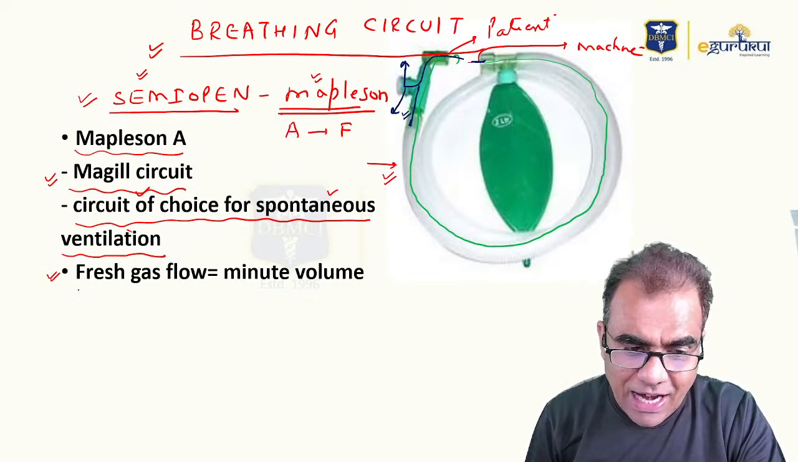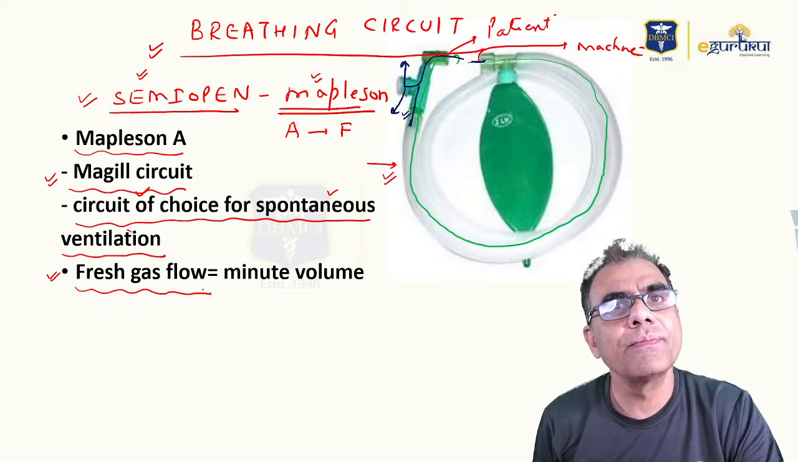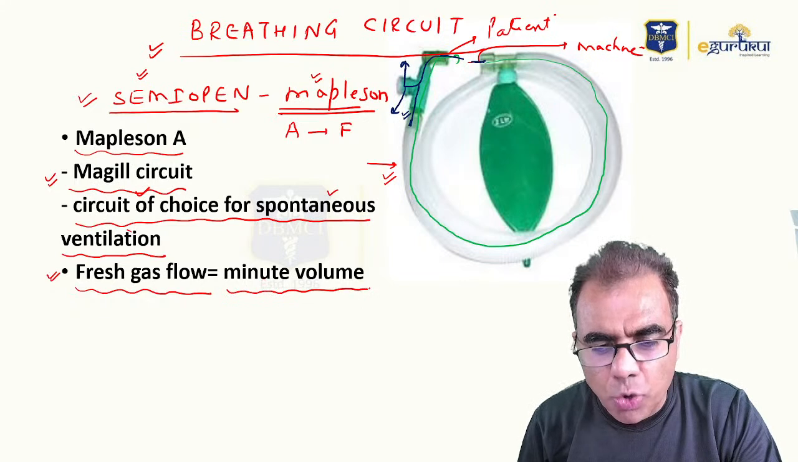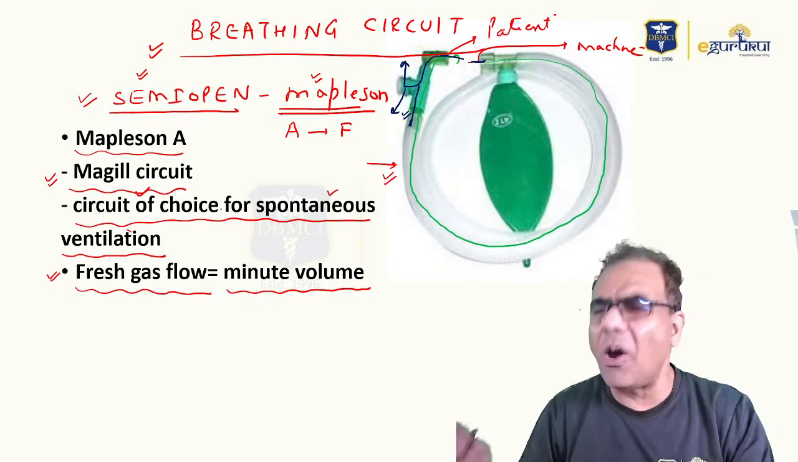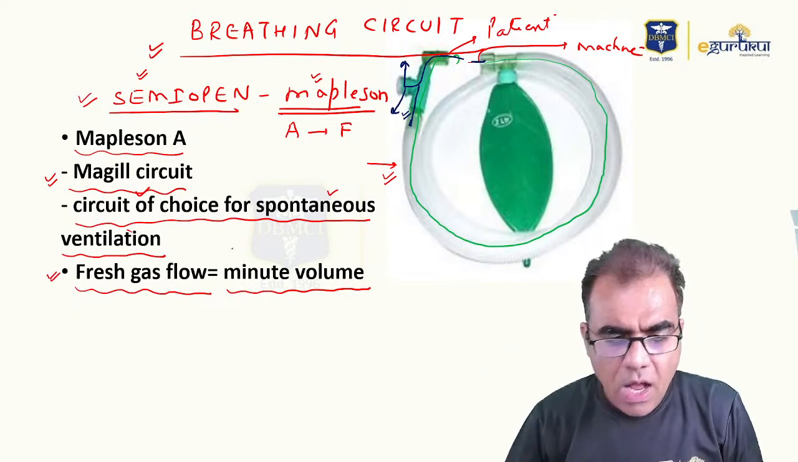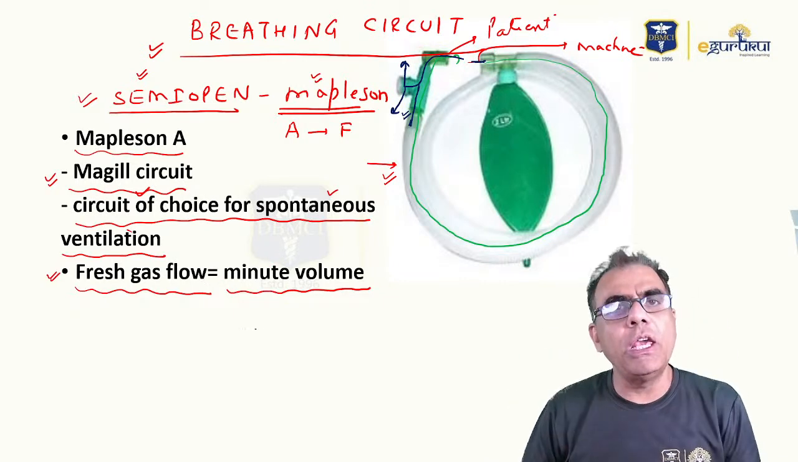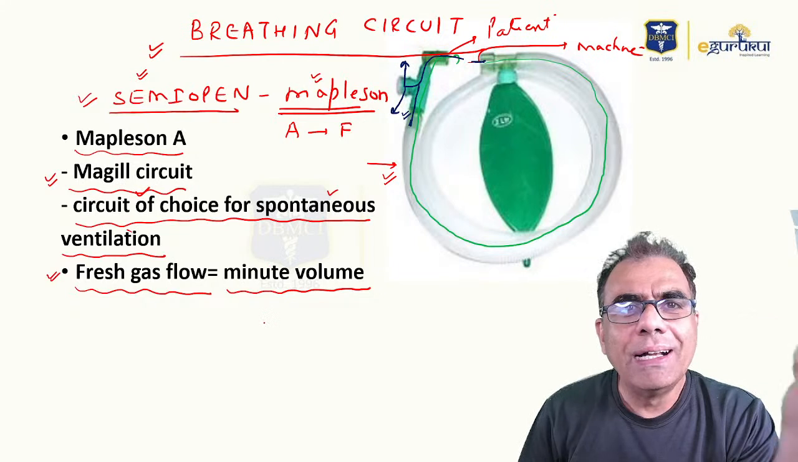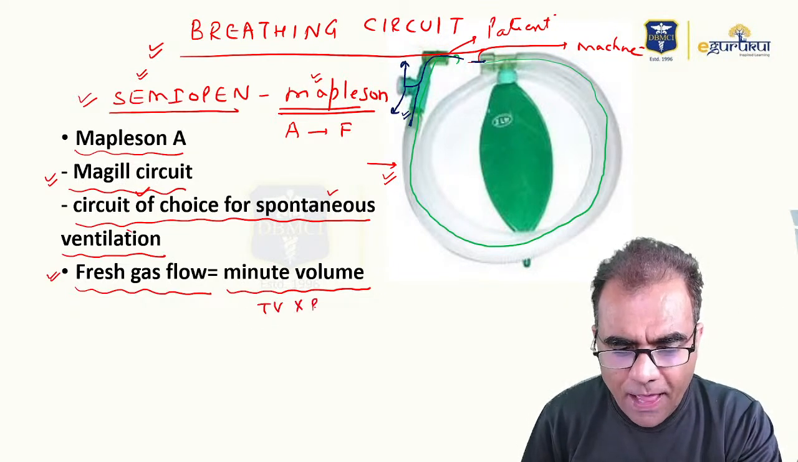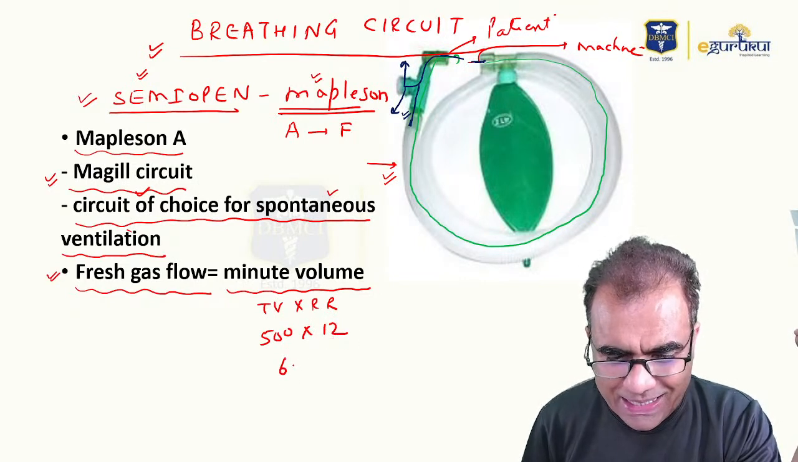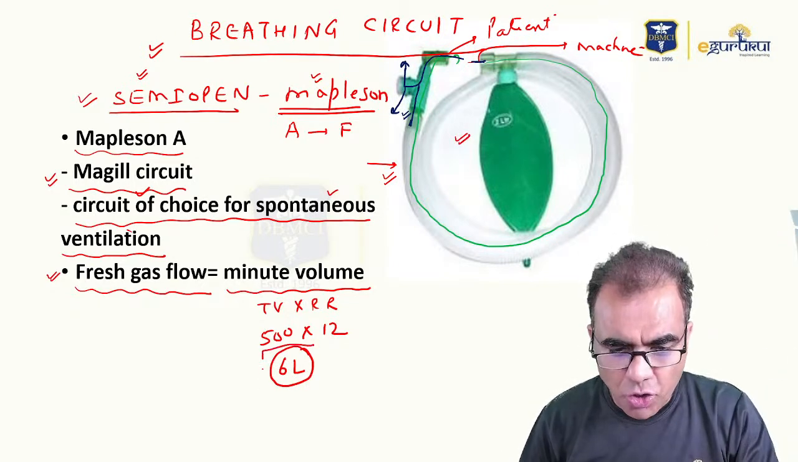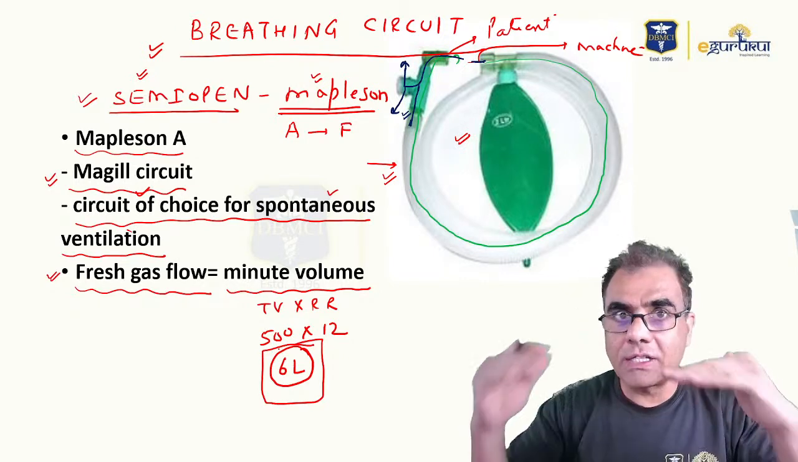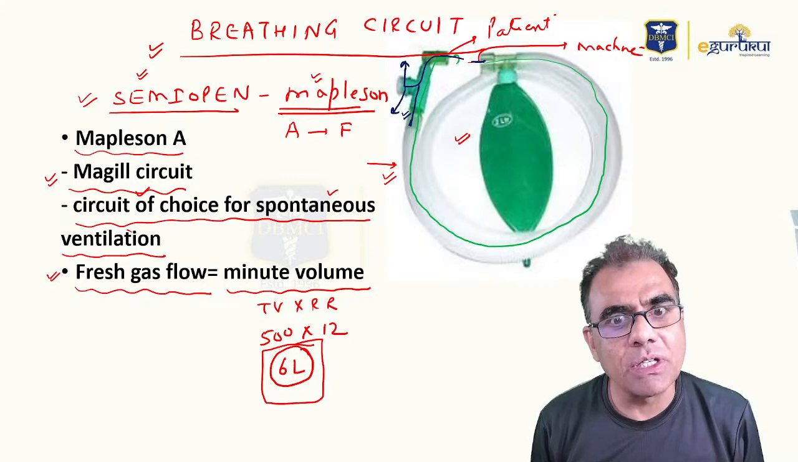And fresh gases, that means gases coming from the anesthesia machine, should be kept equal to the minute volume. This is the recommendation for the McGill circuit; how it is derived is again beyond your scope. So what is the minute volume of the patient? Tidal volume times respiratory rate. Tidal volume is 500, respiratory rate is 12, so you can say 6 liters. So if you are using the McGill circuit, the gases coming from the anesthesia machine should be set at 6 liters. That is how we can set these flow rates in the anesthesia machine.